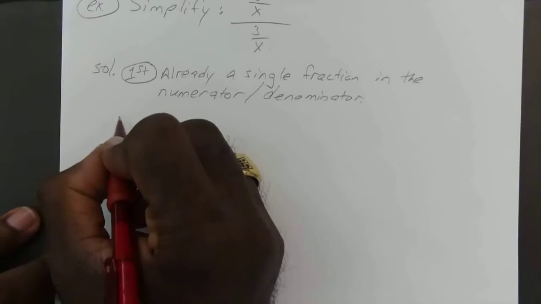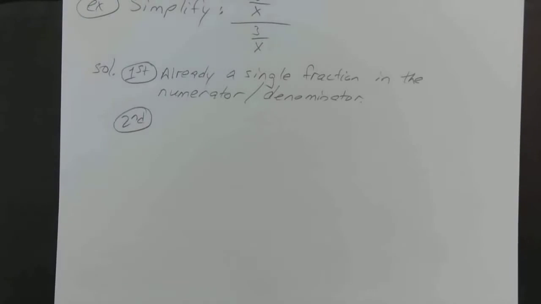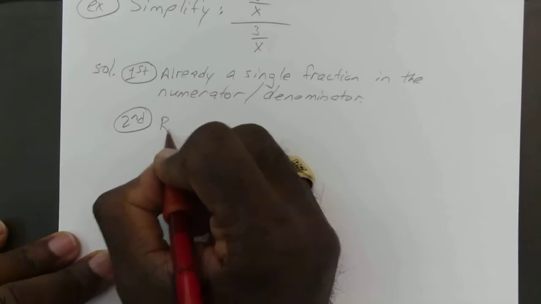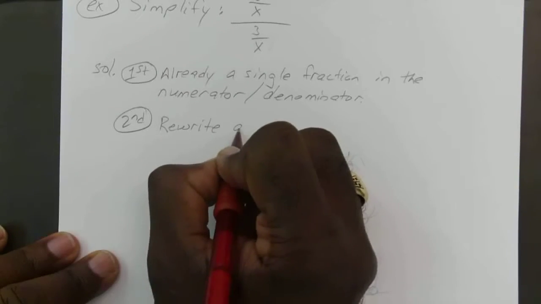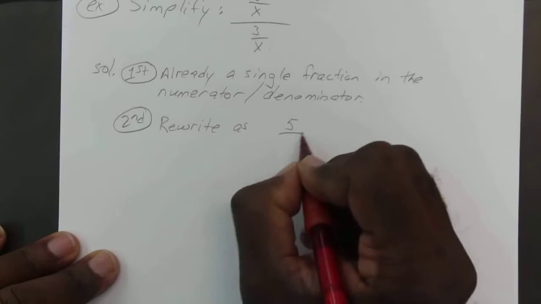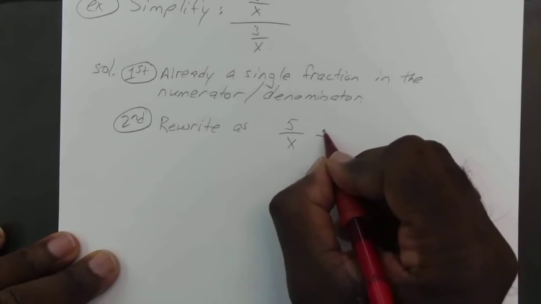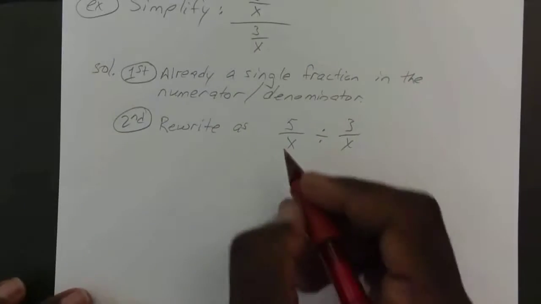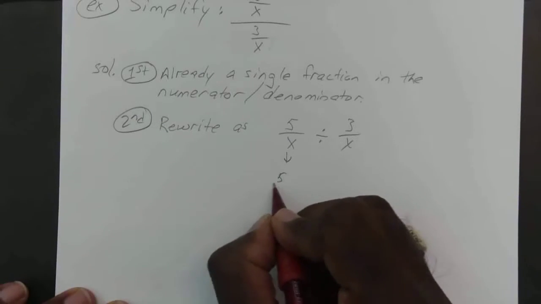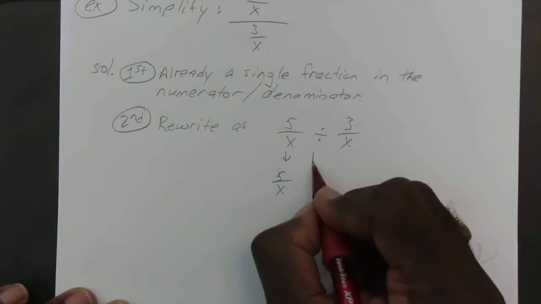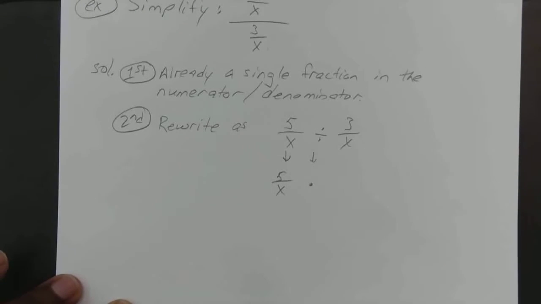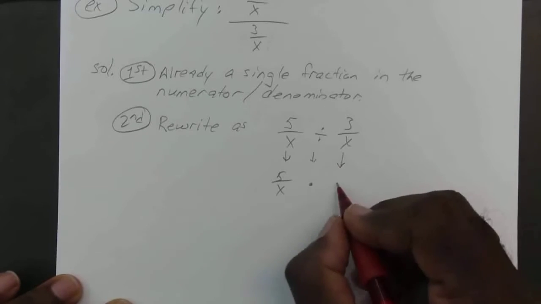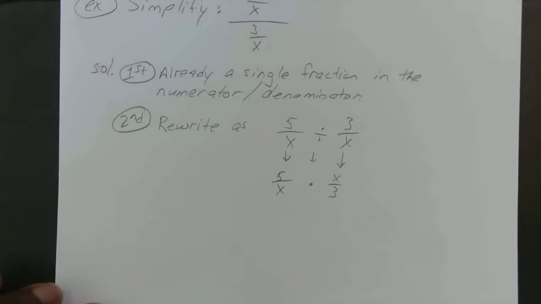Okay, so your second step, basically you're just going to rewrite it. So you have 5 over x divided by 3 over x. Okay. Now once you rewrite it, then you just use your rules of dividing fractions. Remember, you write down the first one, change your division to multiplication, and then you flip the second one. Okay. And once you do that, you just multiply it across.